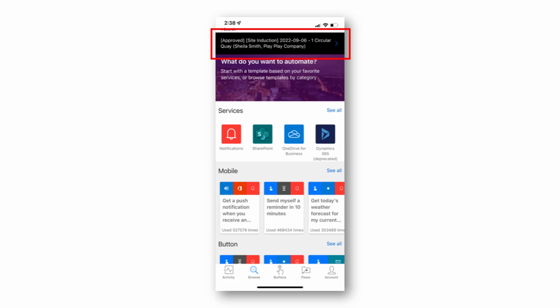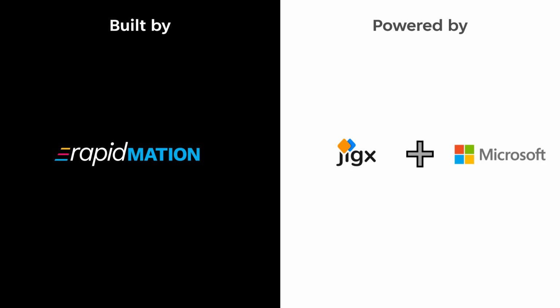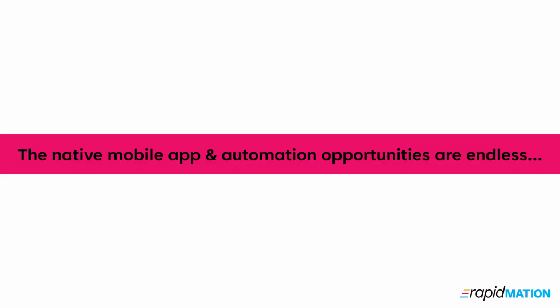Finally, in this workflow, all we did is we sent off a little push notification to the user to let them know that their site induction had been approved. This little demo was built by us here at rapidMATION, and it was powered by two market-leading platforms, the Jigx and the Microsoft platform. We want to remind you that we've just shown you one small part of what you might be able to automate around the Microsoft platform and what you might be able to interface with a native Jigx mobile app. So really, the opportunities are endless.